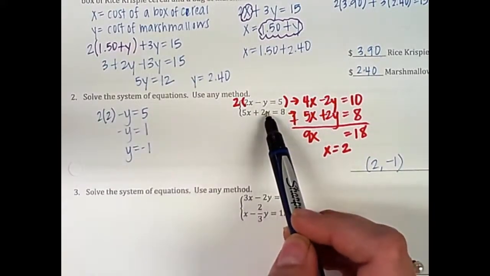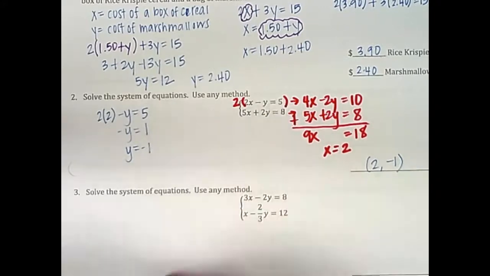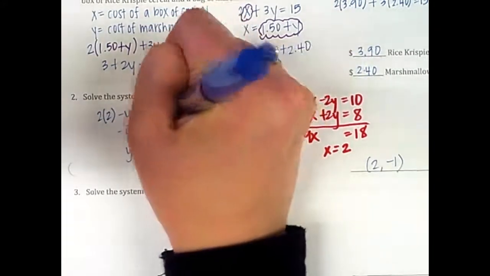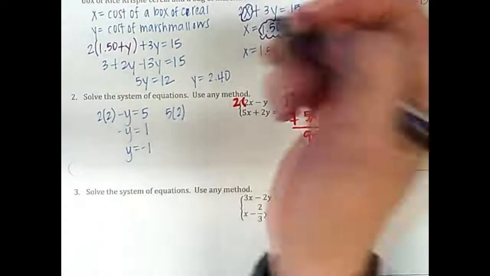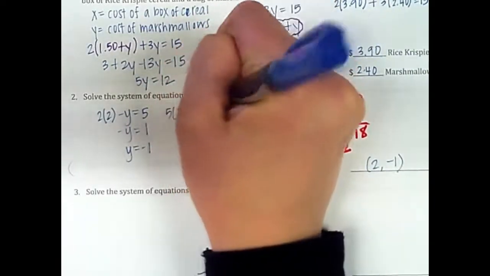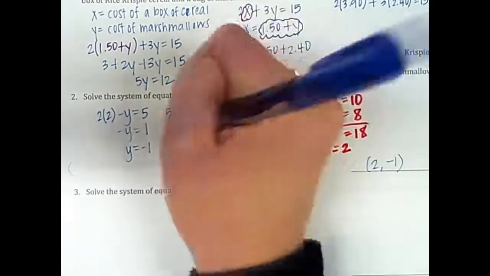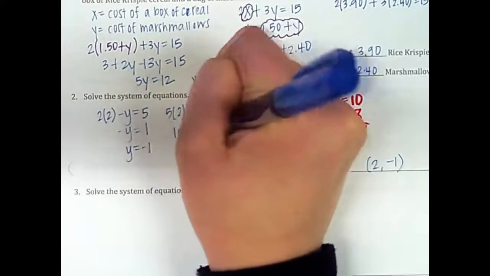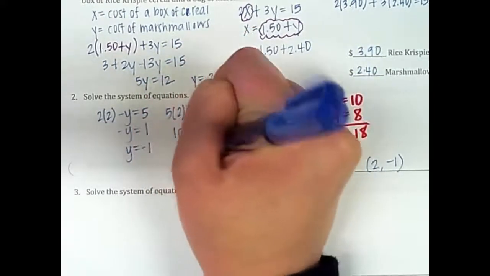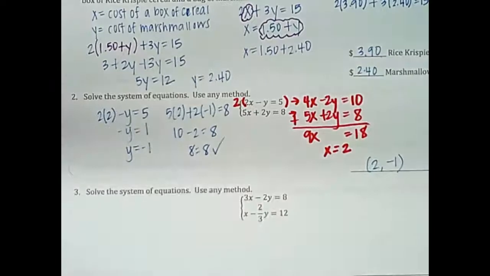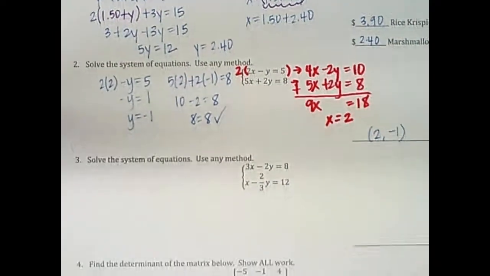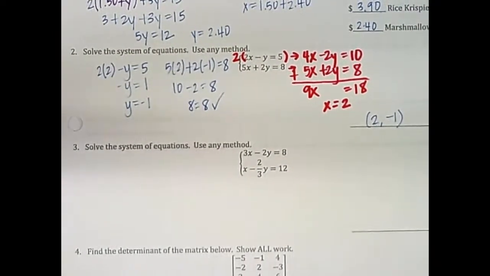To check my work, I would have to plug it into 5x plus 2y equals 8. So 5 times 2 plus 2 times -1 equals 8. 10 minus 2 equals 8, which is true. So my math was correct. Thank goodness. Okay, so that's it for 2.